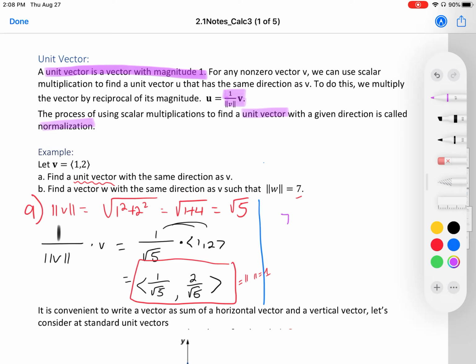So we have 7 times our new vector of 1 over square root of 5 and 2 over square root of 5. And then we just multiply. So I have 7 over square root of 5 and 14 over square root of 5. And that is our new vector with a magnitude of 7.